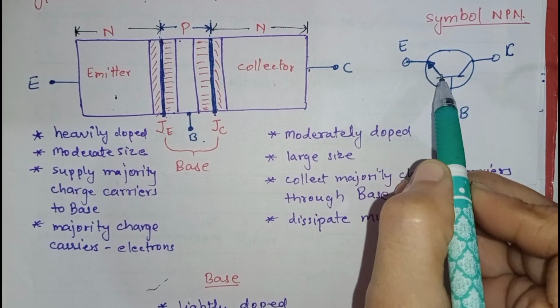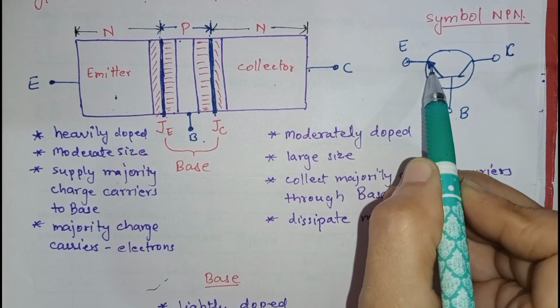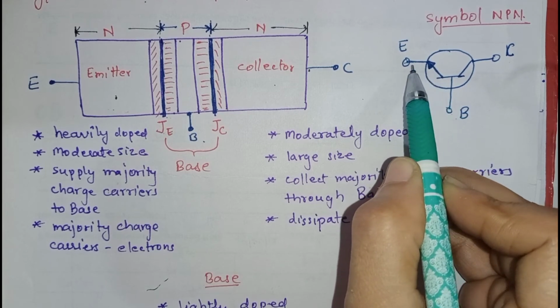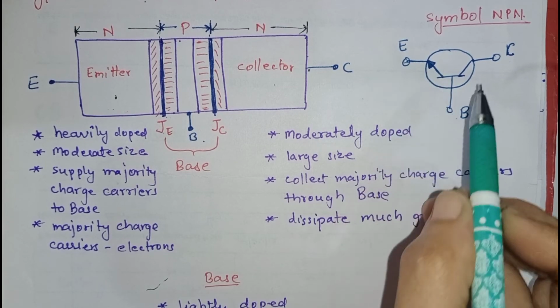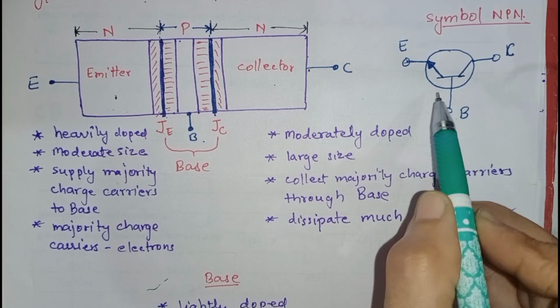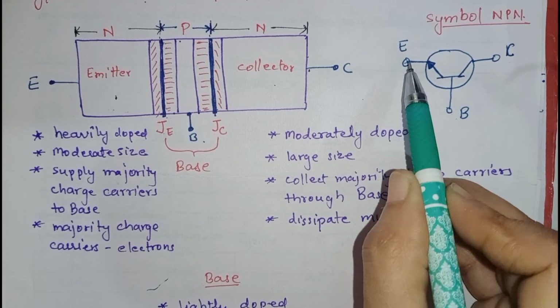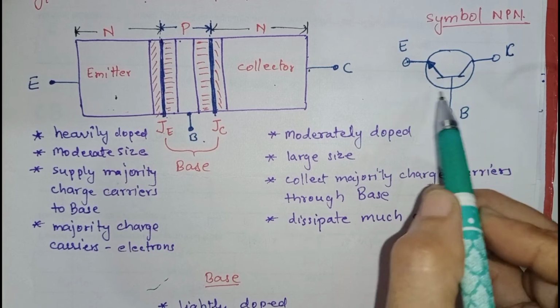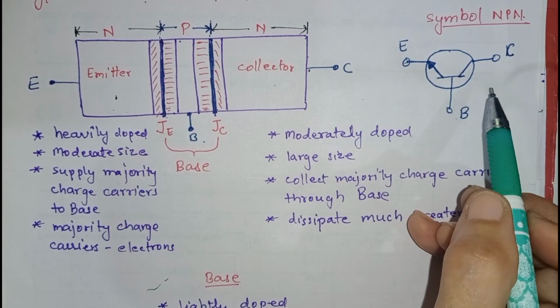This is the symbol of NPN transistor. This arrowhead indicates the emitter junction, and this arrowhead shows the direction of the current, and this is collector and this is base. So emitter, base and collector. So this is the symbol of NPN transistor.